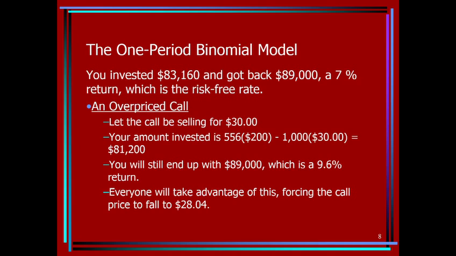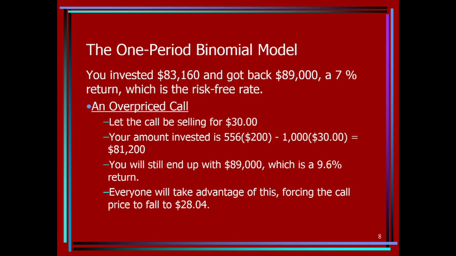So if the call is overpriced, now we calculated the fair value to be 28. If it's selling now for $30, what do you do? What do you do with an overpriced asset? Do you sell or buy? You sell, right? So you sell the call for $30, which is more than our example earlier at $28. So you find your capital outlay is less than 83,000 now because you collected more money from shorting your call.